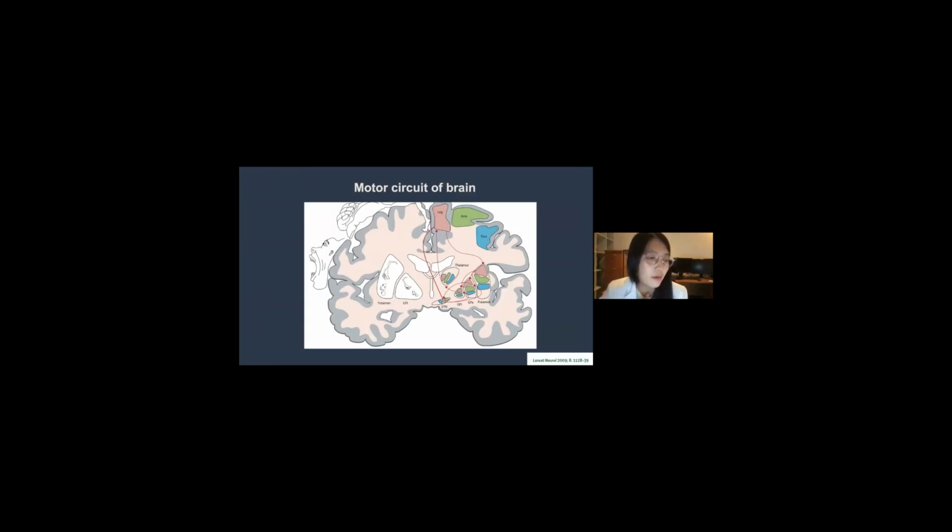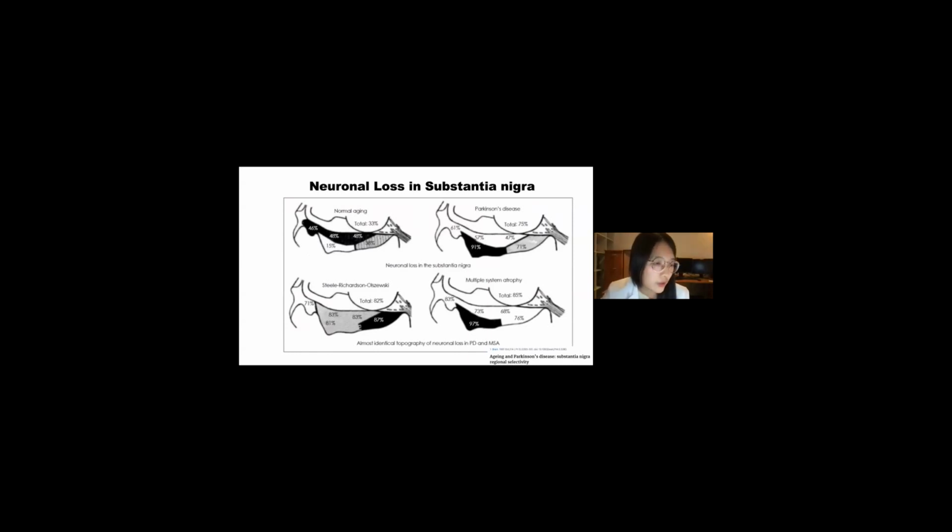Substantia nigra of midbrain and striatum, thalamus, and primary motor cortex is somatotopically organized through the motor circuit loop. This is neuronal loss in postmortem brain of substantia nigra in normal aging, Parkinson disease, PSP, and MSA. PD-associated loss of dopaminergic neuron has characteristic topology distinct from the pattern seen in normal aging.